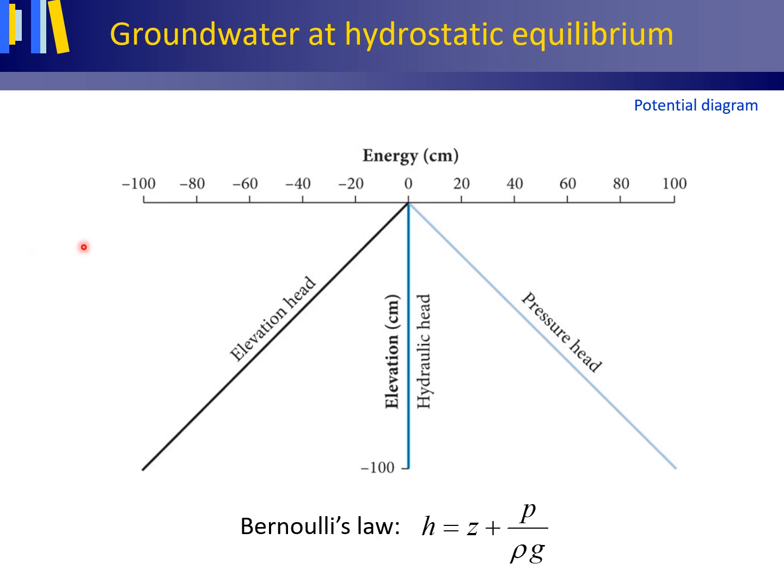So when we move 0.1 meter below the water table, the pressure head equals 0.1 meter and the elevation head minus 0.1 meter. The hydraulic head equals 0 meter. When we move 1 meter below the water table, the pressure head equals 1 meter and the elevation head is minus 1 meter. The hydraulic head equals 0 meter.